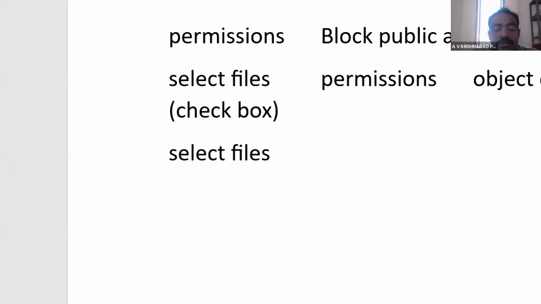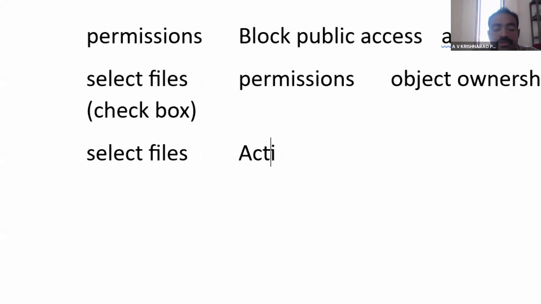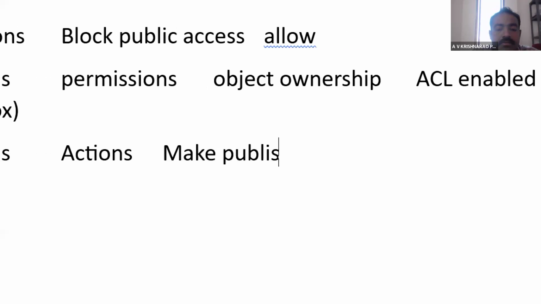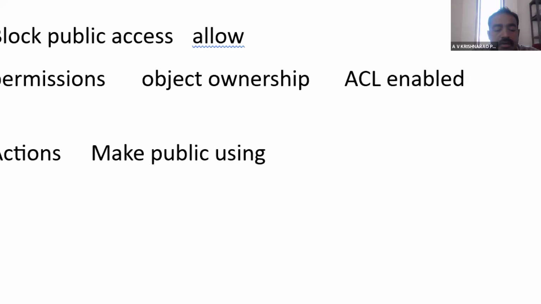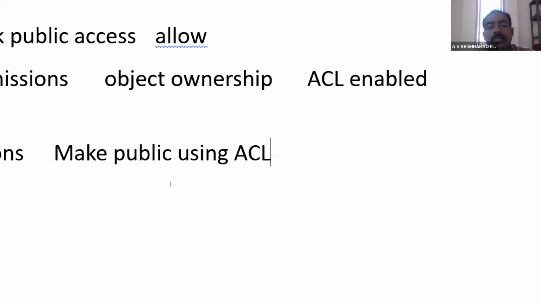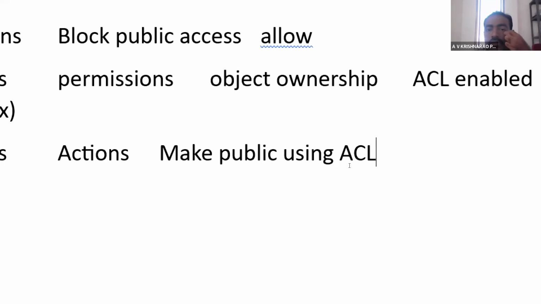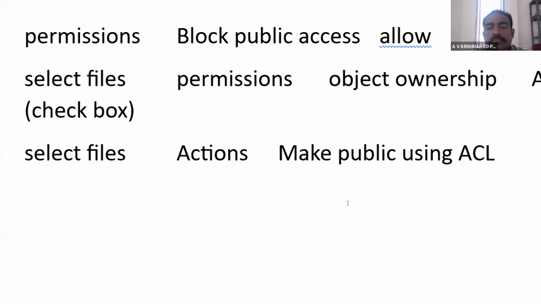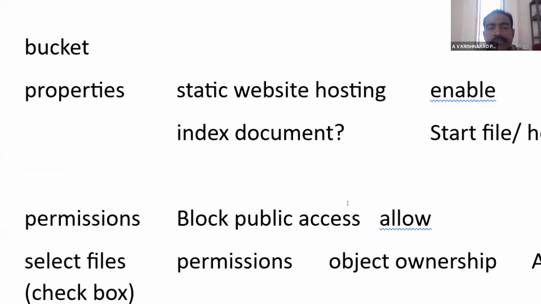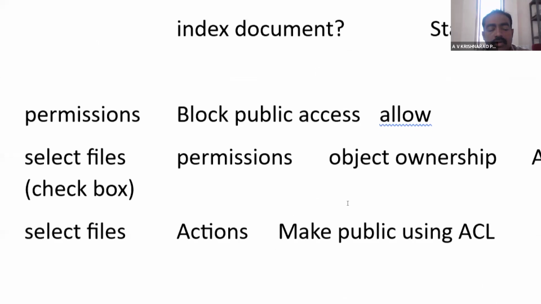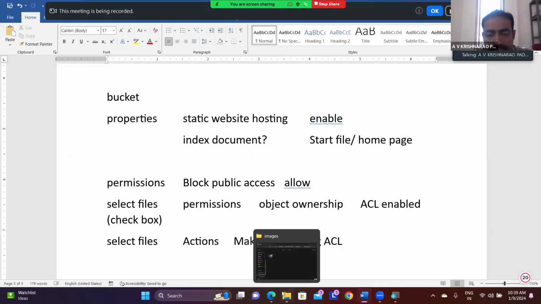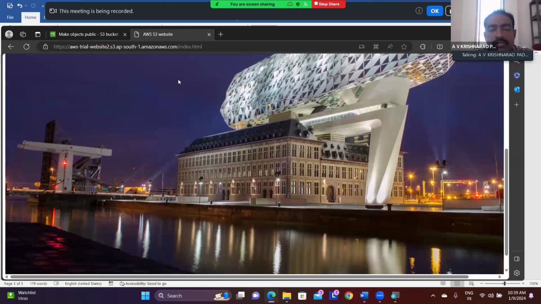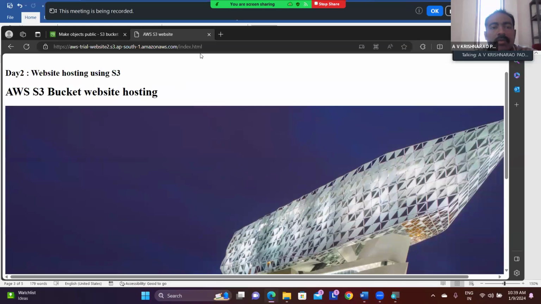You have to select the files, and you are able to see actions at the top. In the actions you are able to see make public using ACL. By default this is not enabled. When you enable object ownership, you are able to see this one. When you click on this option, you are able to see the result. In the next tab, you paste the object URL and you refresh this. Then you are able to see like this. So this is the website. You can browse the website with the help of the URL we have mentioned there.